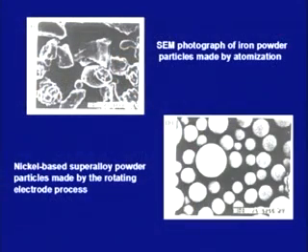Now, here we can see two photographs have been shown. The upper one is the scanning electron microscopy photograph of iron powder particles made by atomization. Now, atomization may be a new term to all the students. We will see what this process of atomization is in the course of this lecture only. And the second photograph shows nickel based superalloy powder particles made by the rotating electrode process.